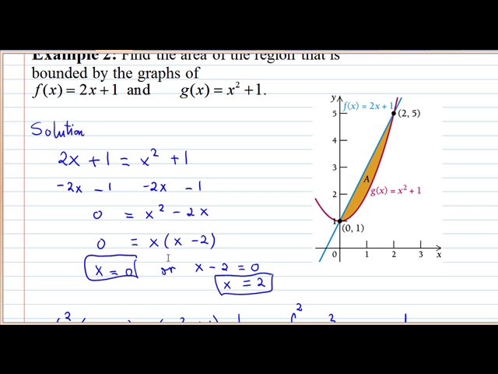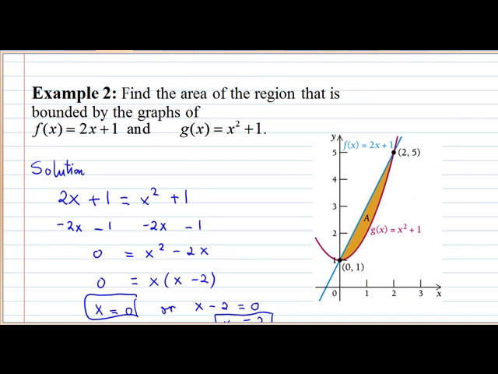And then from there, you pick one value between 0 and 2. Don't pick 0, don't pick 2, because those are the points where the functions are equal to each other. So pick somewhere between 0 and 2. I would pick 1, because it's easy to work with. You can pick 0.5 if you want, but I don't like decimals or fractions. So I pick 1.